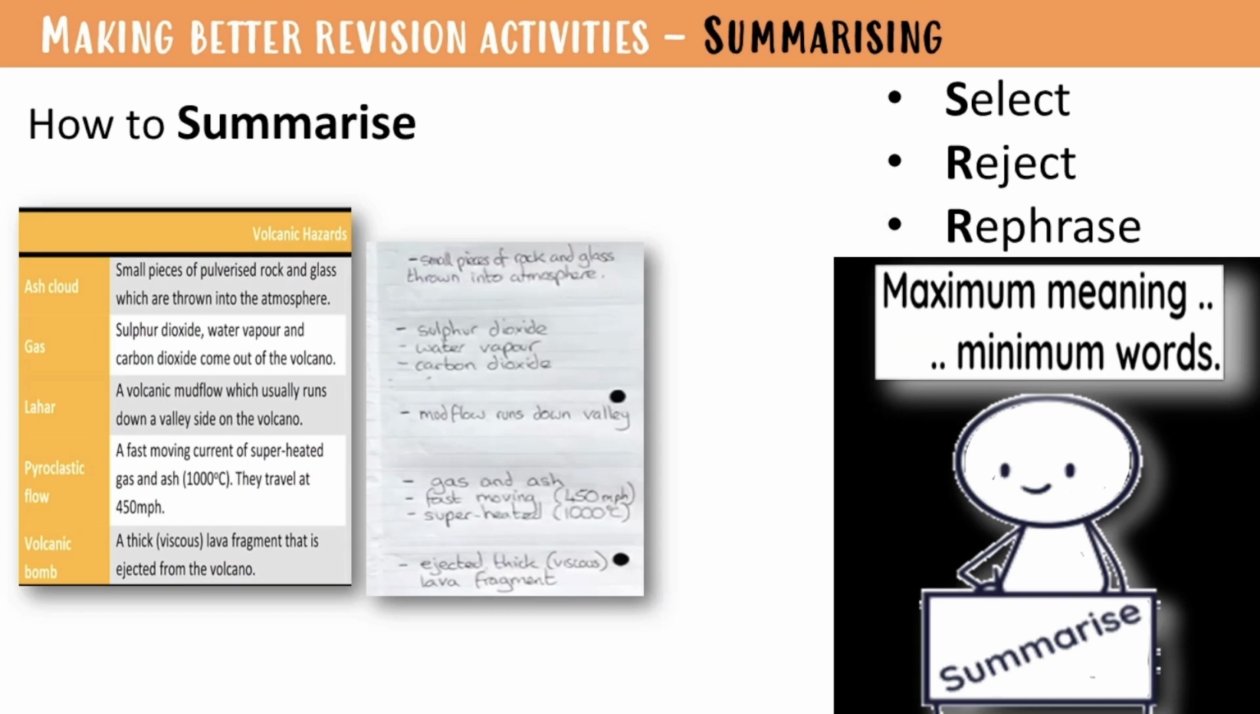You're first of all going to be selecting. Here's the information. I've selected some of the key words. I've then gone through and rejected the ones I don't think I needed, and I've rephrased it, put it into my own words. Next part, I'm going to select the key words, reject the bits that I know I don't really need, and then rephrase that into my own words. And once you've done that, once you've decided on the important parts and how you're going to rephrase it, then you can make your activity.